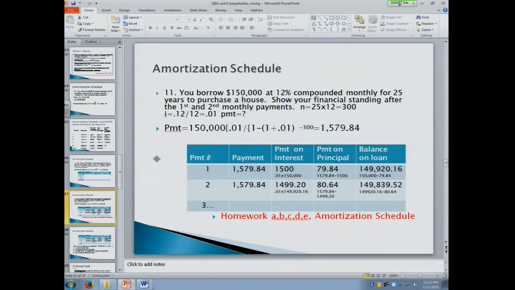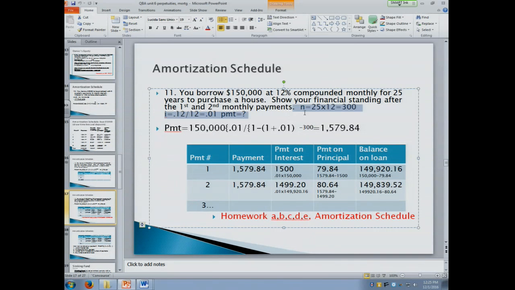The first thing you always do, and I've mentioned this before, is you calculate N and I. N in this example is 25 years times 12 months. You will make 300 payments right here, 300 payments. I, just to review shortly, is your interest per period. In this case, it's monthly. So you have your 12% divided by 12 months, or your monthly interest will be 0.01.